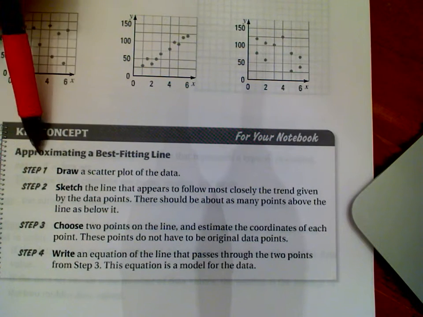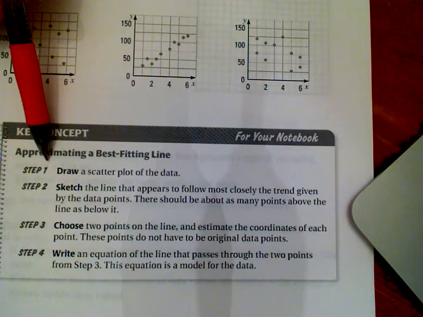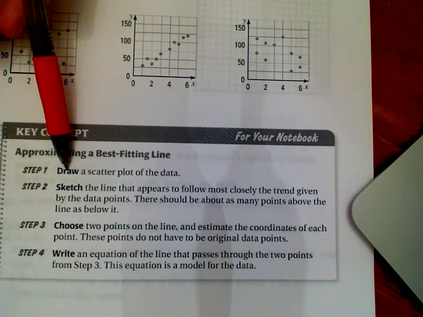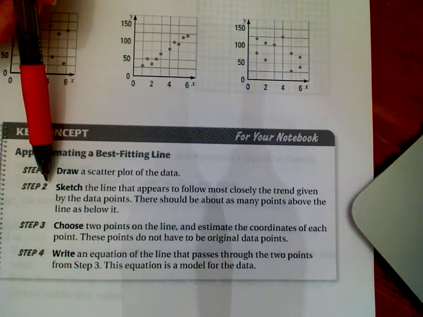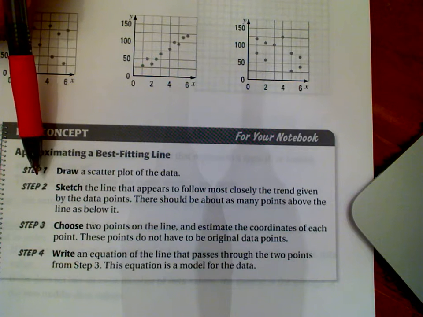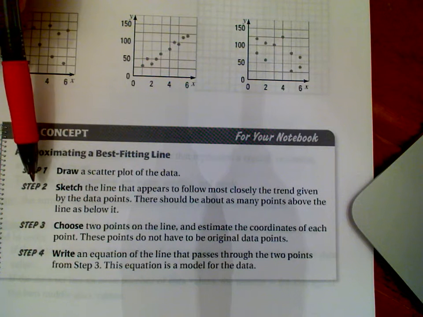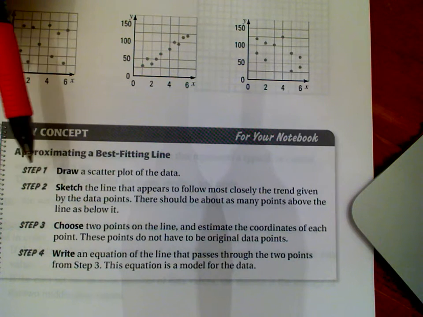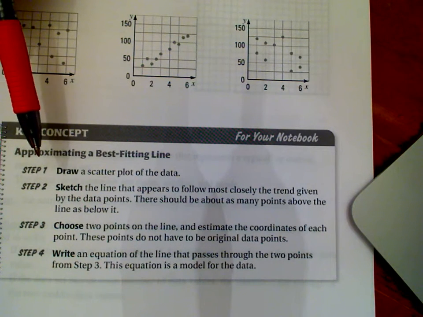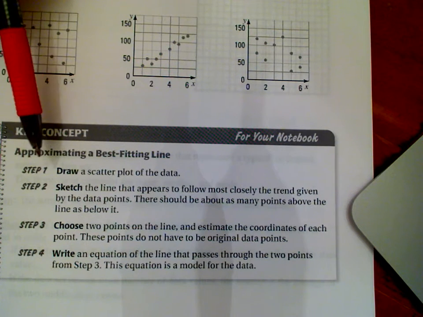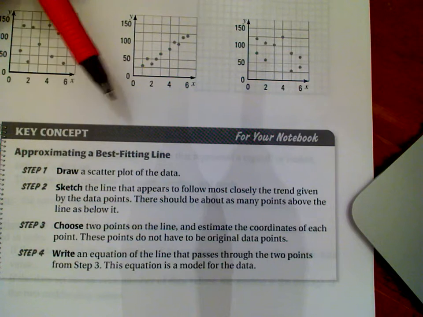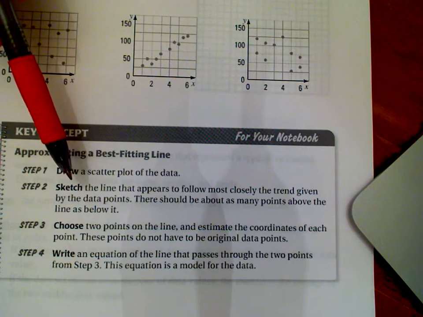The first thing you always have to do is start with a scatter plot. And so we either need to use one that we're given or draw the one based on the data points we're given. After you get the scatter plot drawn, you're going to sketch the line that appears to follow most closely the trend given by the data points. What that means is you want to draw in a straight line that best shows the pattern your points are following. Now, it doesn't have to go through any of your data points. It can. A good rule of thumb is you want about the same number of points on top of the line as you have on the bottom of the line.